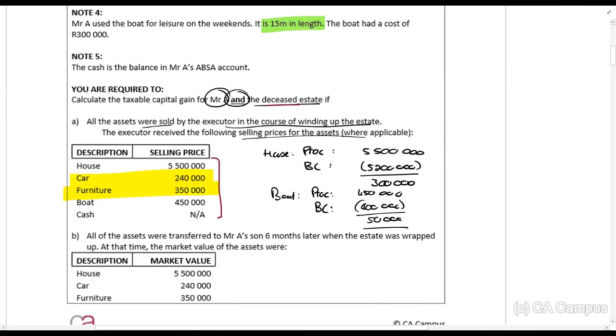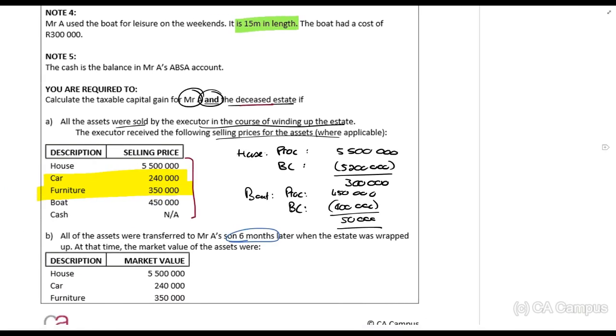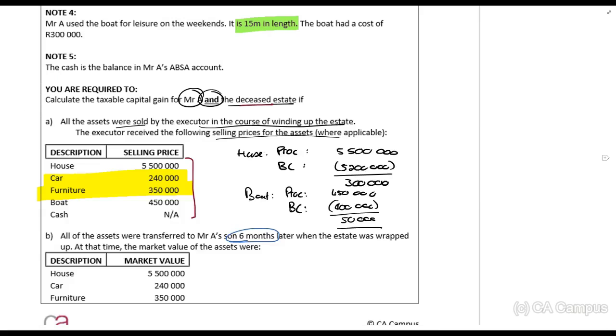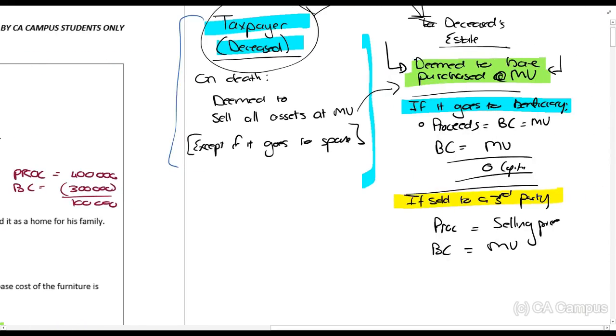Now they ask you in part B, what happens if it's transferred to Mr. A's son 6 months later? Now, what is the rule? The rule says it's transferred to the beneficiary. The base cost is the market value at the date of death, and the proceeds is also the market value at the date of death. Okay, so the first thing I want you to understand is still two parts. There's the taxpayer and the deceased estate.